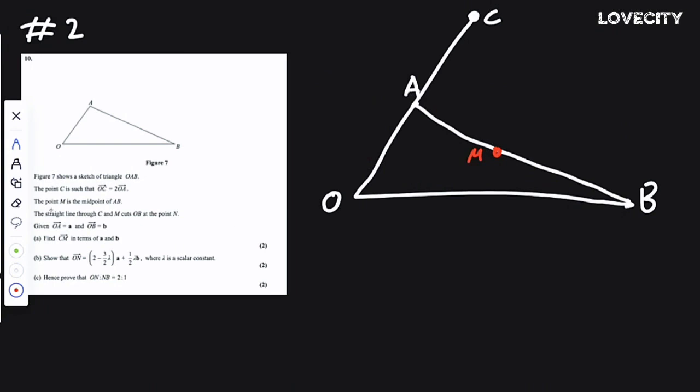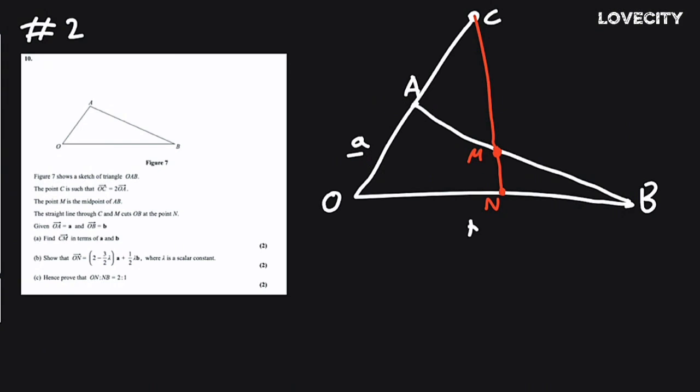And we're told that the straight line through C and M cuts OB at the point N. So it's going to go through and it's going to cut here at a point that we're going to call N. Given O to A is a and O to B is b, find C to M. So O to A is a, O to B is b. This means this is also a, because we're told O to C is 2a, which means this must be a. Now we're told to find C to M.